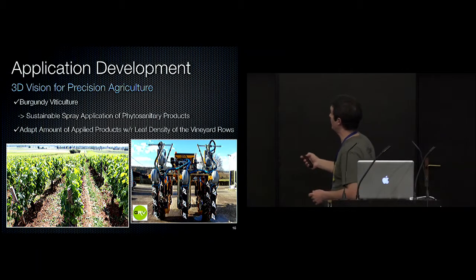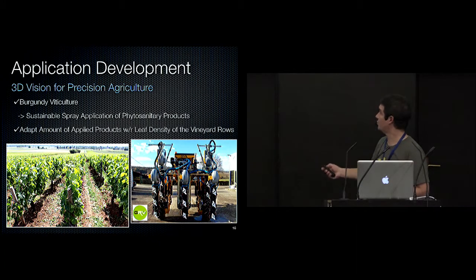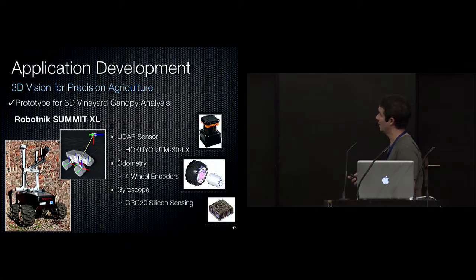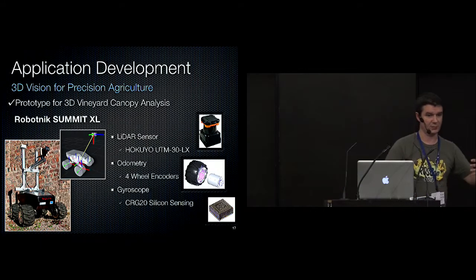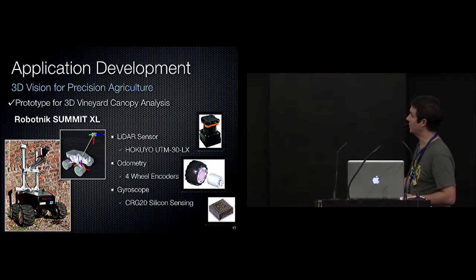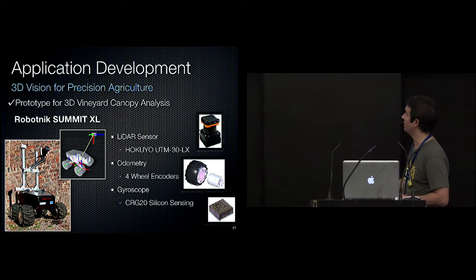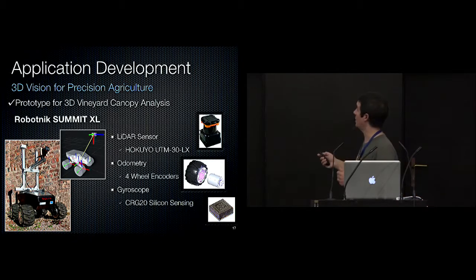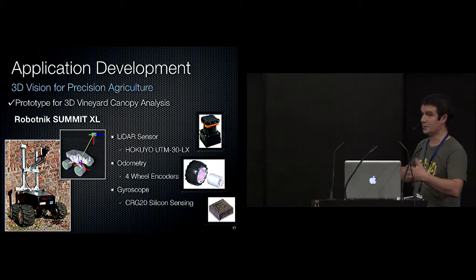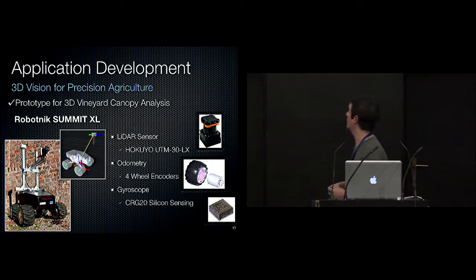So the idea is to drive a tractor with a sprayer in order to adapt the amount of spray we apply when the tractor goes through the vineyard rows. To drive this, we first had to make a prototype to see if it was feasible. So we used our Robotnik Summit XL robot, a quite compact 4x4 robot, and we mounted a LiDAR sensor on it. We just rely on the odometry with the encoders plus a gyroscope to do, let's say, basic odometry when we move along the rows.